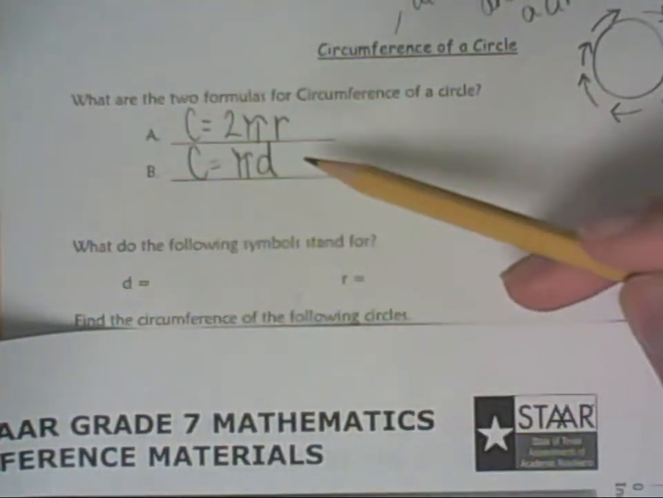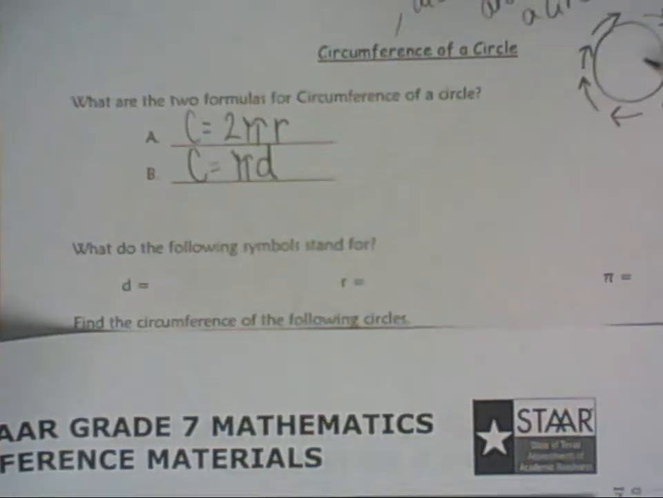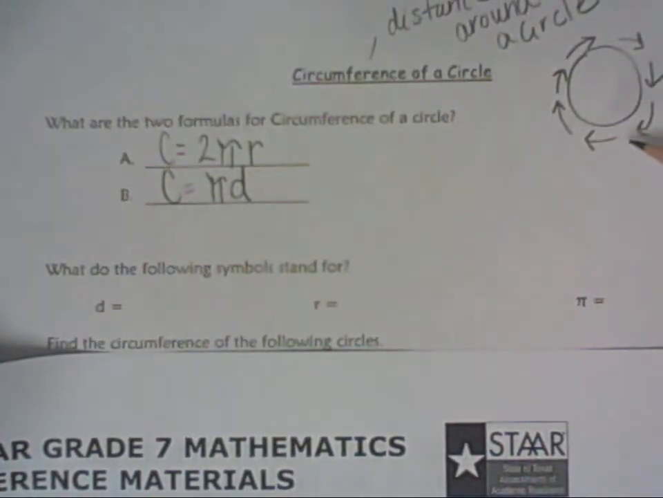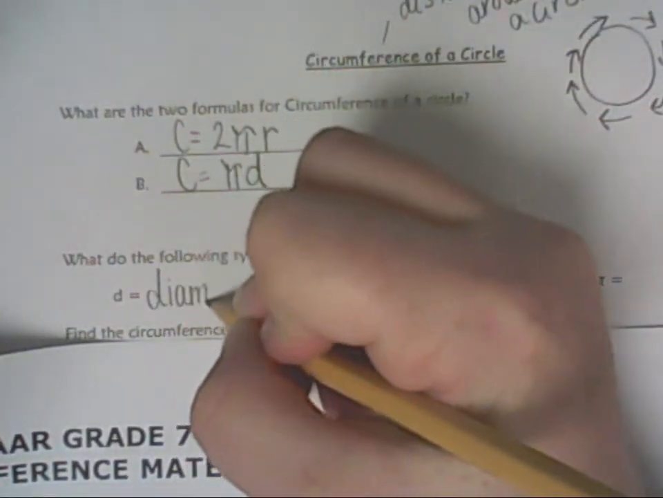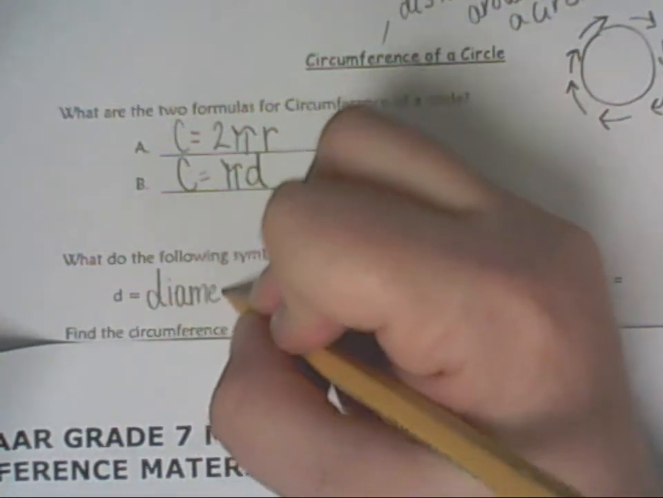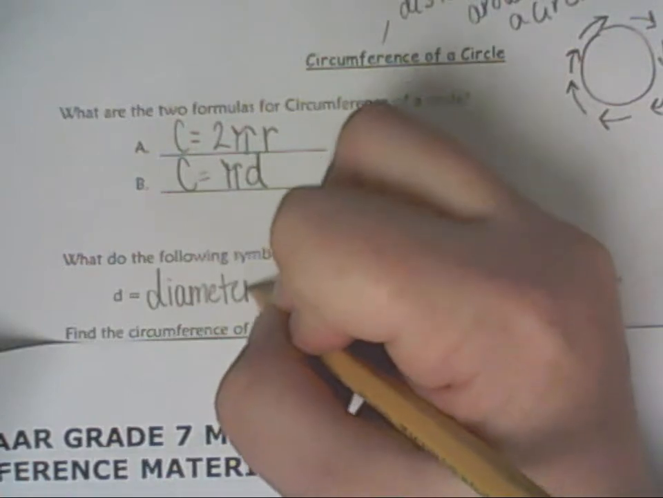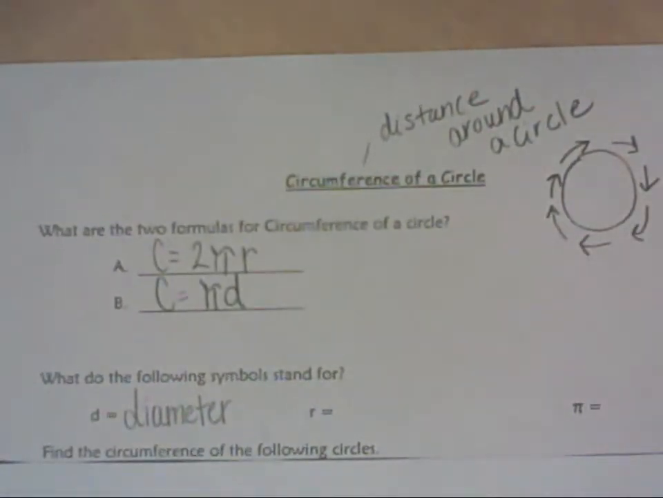The D in the second formula, what do you think it stands for since we're talking about a circle? The D, absolutely, it stands for diameter. And the diameter is the distance all the way across the center of the circle. I'm going to tell you that the diameter is all the way across. So I'm going to go ahead and label that D.